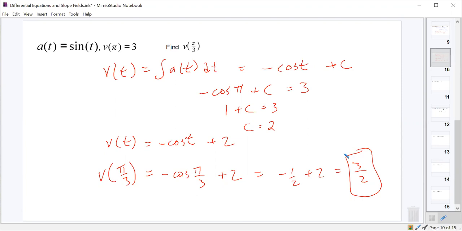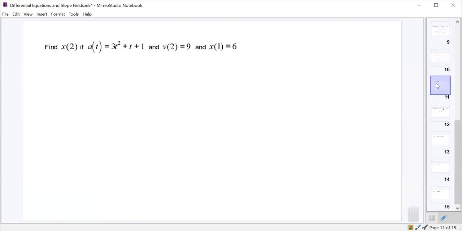Good or no? Good. Anybody not get 3 halves? Anybody have any issues with that? All right, let's do another one.